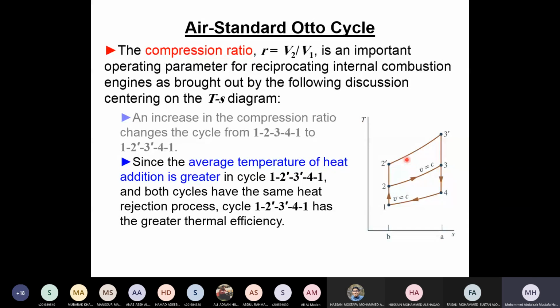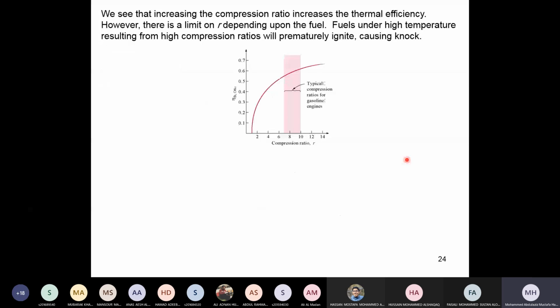And therefore, we can plot a curve here, and this curve will tell us that as the compression ratio R increases, the efficiency increases.